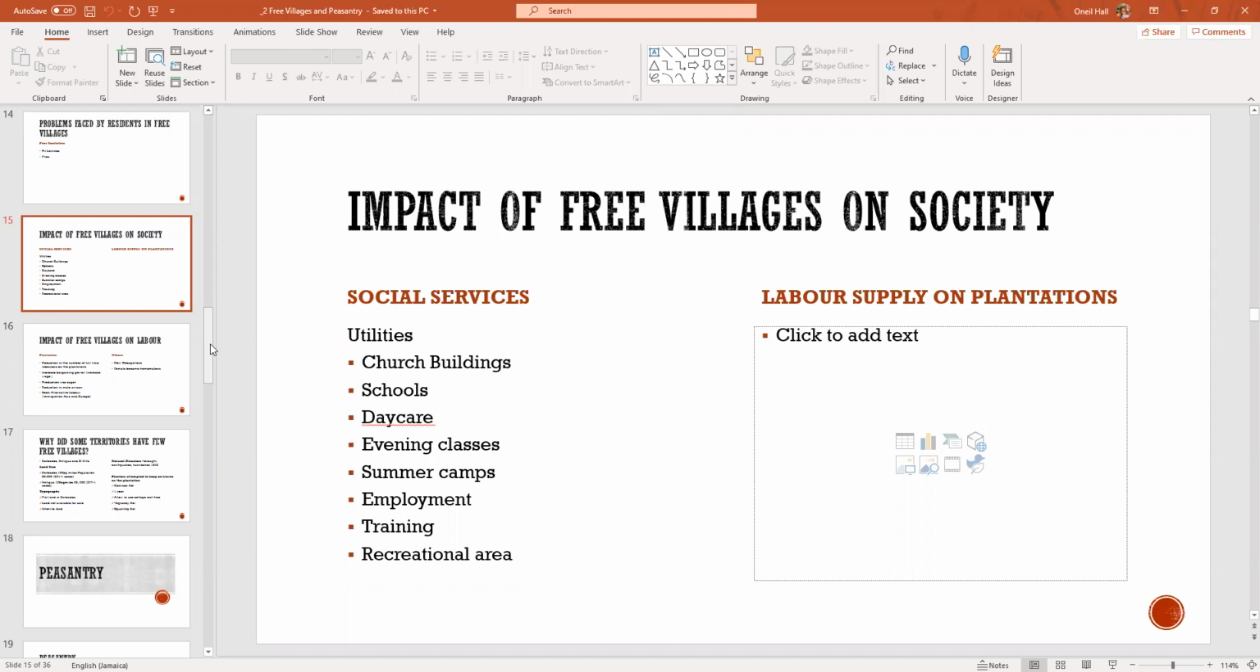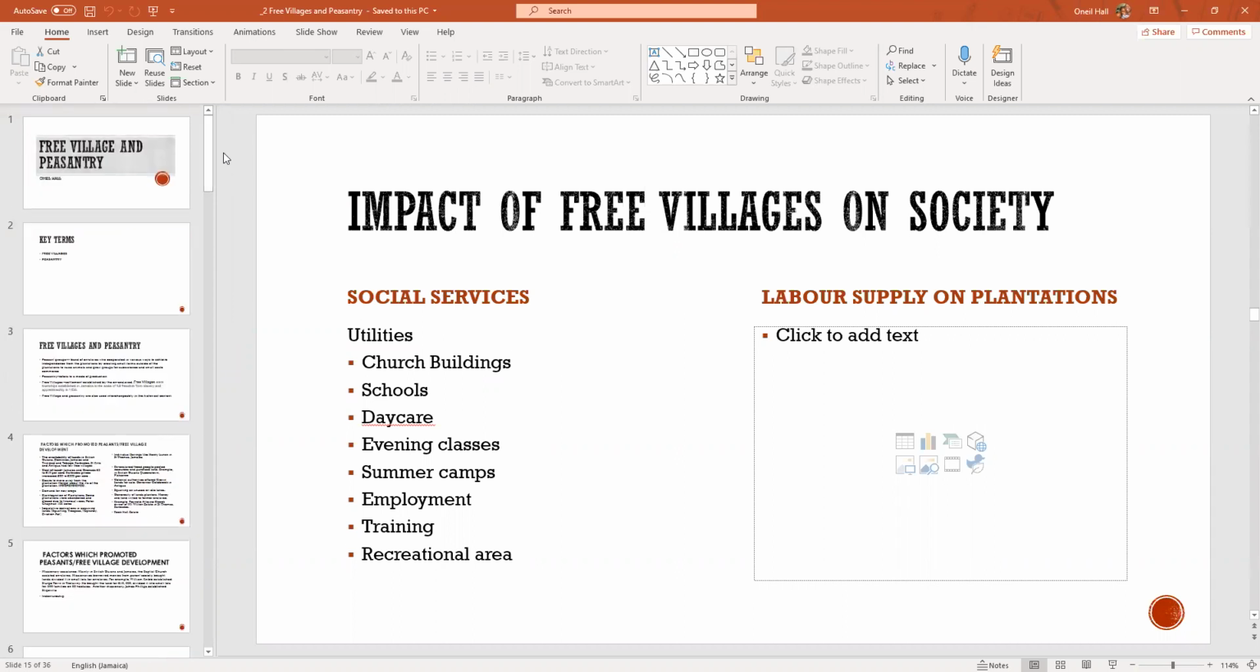Free villages were the villages set up by the former enslaved after they received their freedom. All right, very good, yes. Villages, or you can use settlement, after slavery ended. Very good, by the former enslaved. All right, very good, very good. Thank you very much for that one.